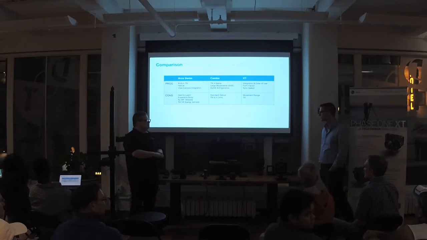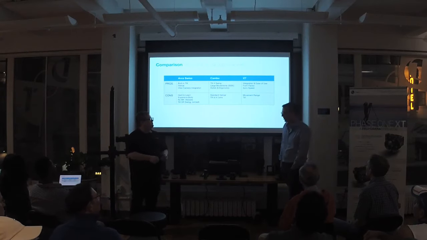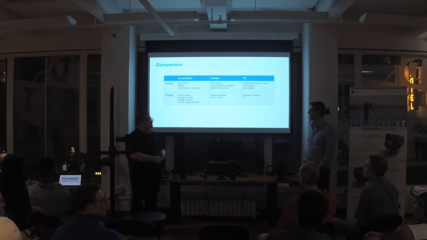Eight. 138, let's say, yeah. So overwhelmingly, most of them have tilt swing available, but a couple of them do not, in contrast to the Arca, where it's in the body, so any of the lenses do have tilt.